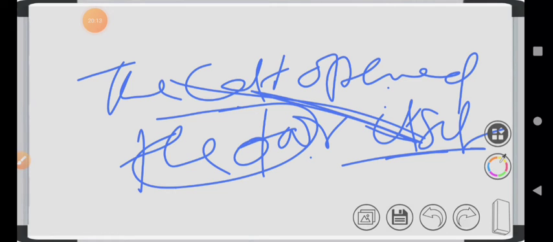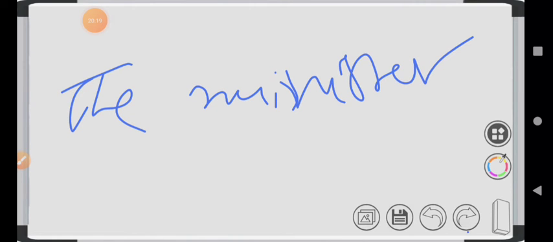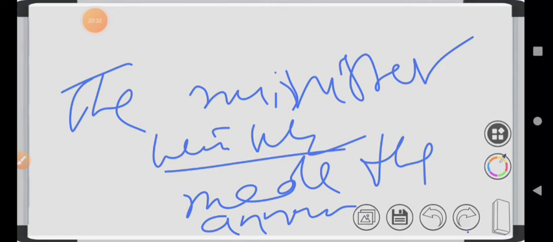For example, the minister himself made the announcement. The minister himself made the announcement. This is the emphatic pronoun. As for usage, the emphatic pronoun usually comes after a noun.